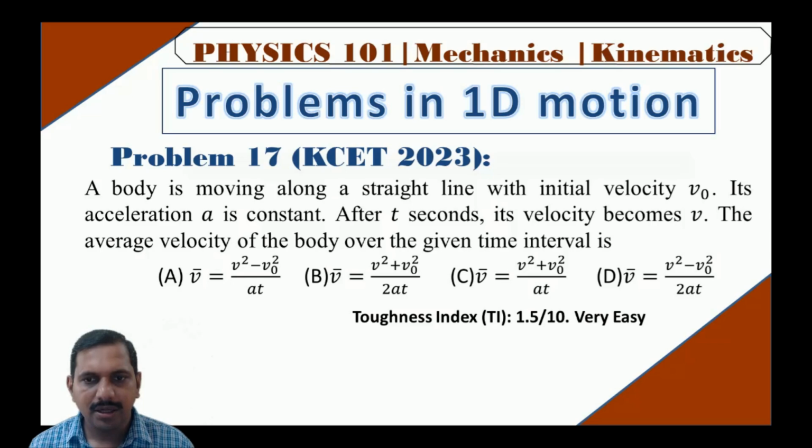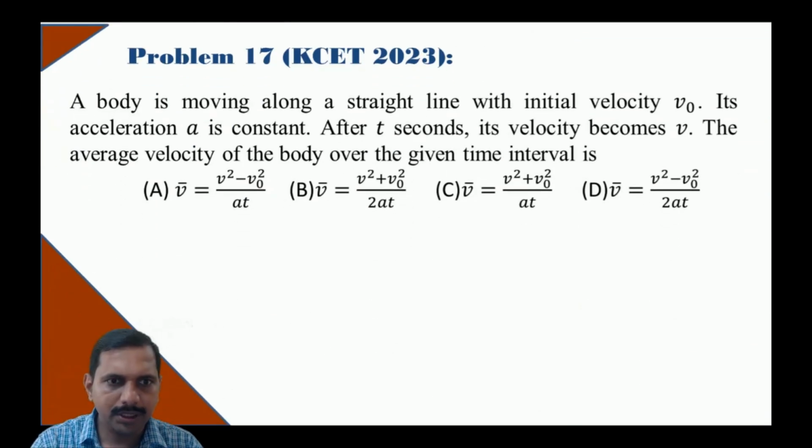Coming back with another problem in 1D motion, and today we are going to take a problem from Karnataka CET 2023. Let us look at the problem. A body moving along a straight line with the initial velocity v0, its acceleration a is constant. After t seconds, its velocity becomes v. The average velocity of the body over the given time interval is.